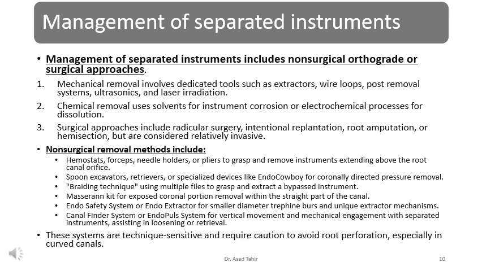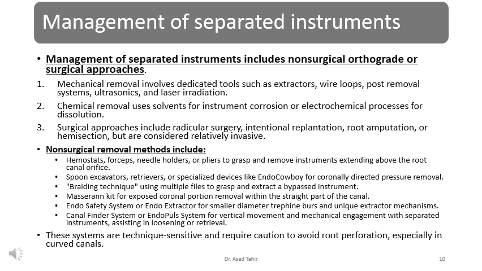Non-surgical removal methods include hemostats, forceps, needle holders, or pliers to grasp and remove instruments above the root canal orifice. Spoon excavators, retrievers, or specialized devices like the Endo Cowboy can be used for coronally directed pressure removal. The braiding technique uses multiple files to grasp and extract a bypassed instrument. The Masserann kit is used for removal of an exposed coronal portion within the straight part of the canal.